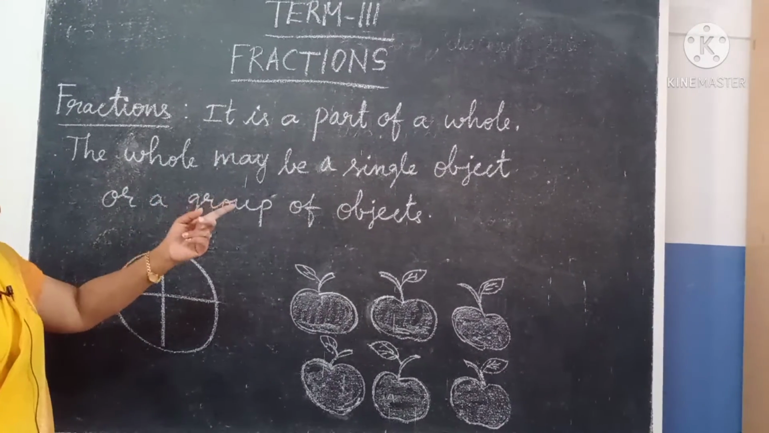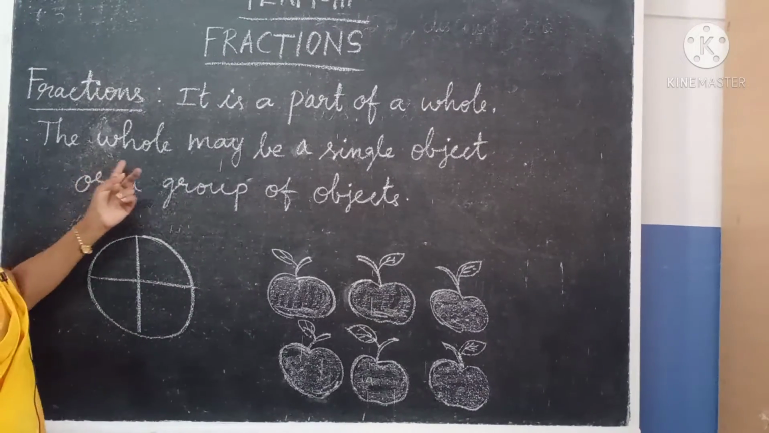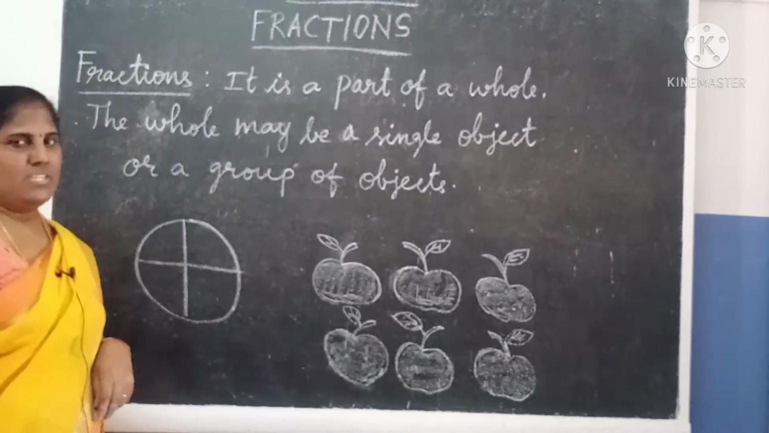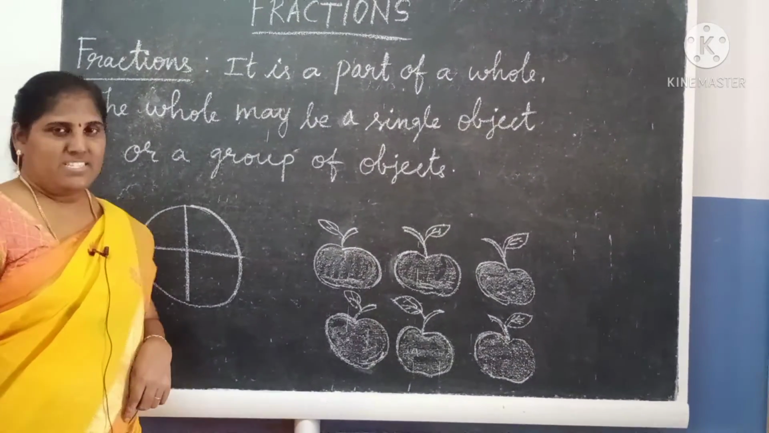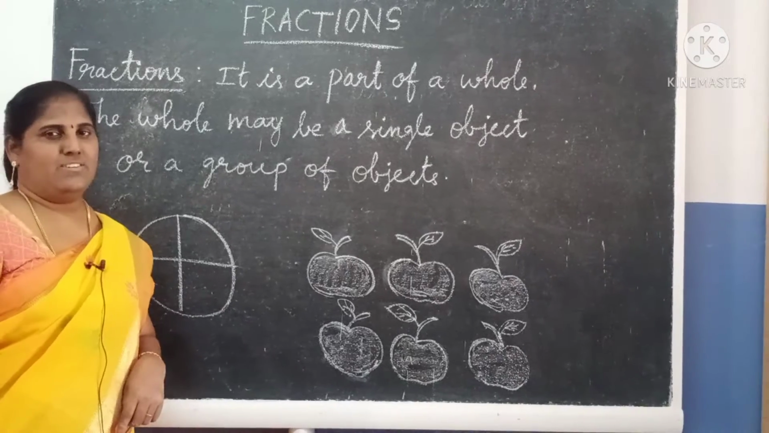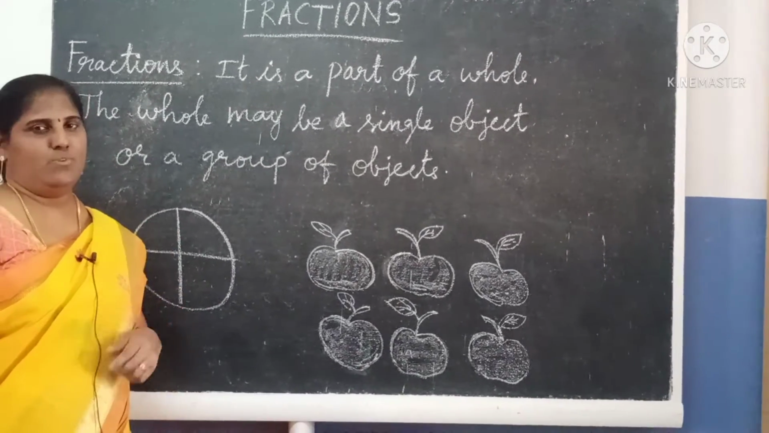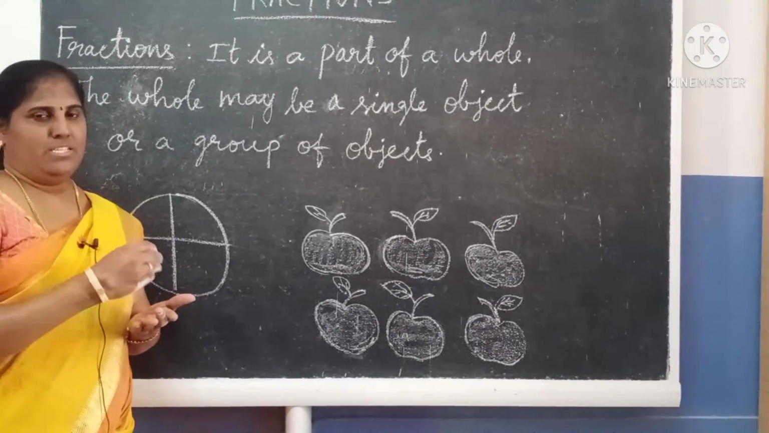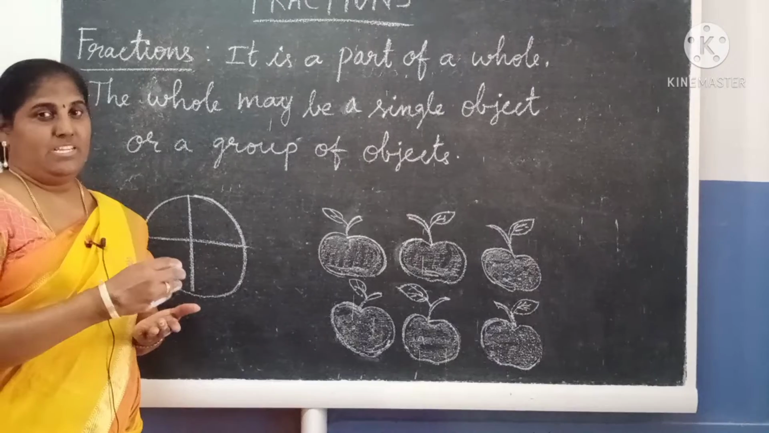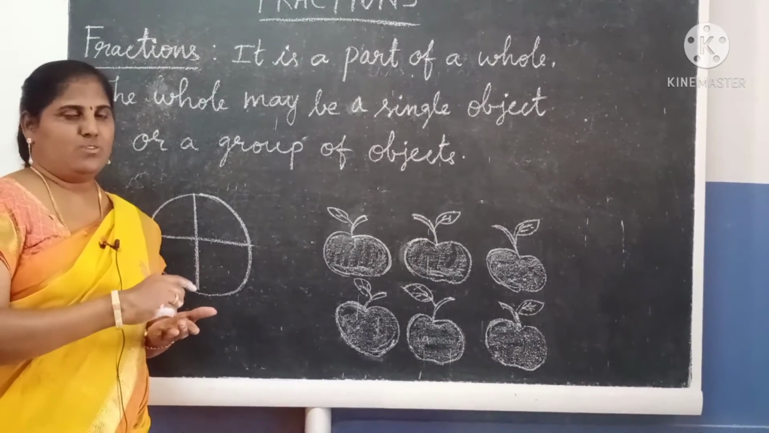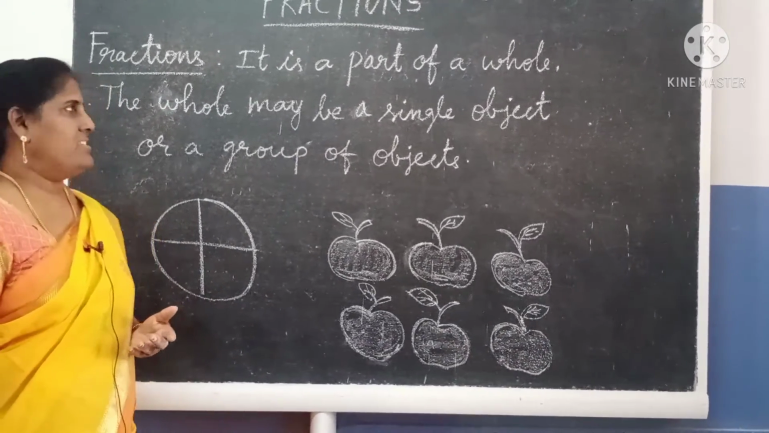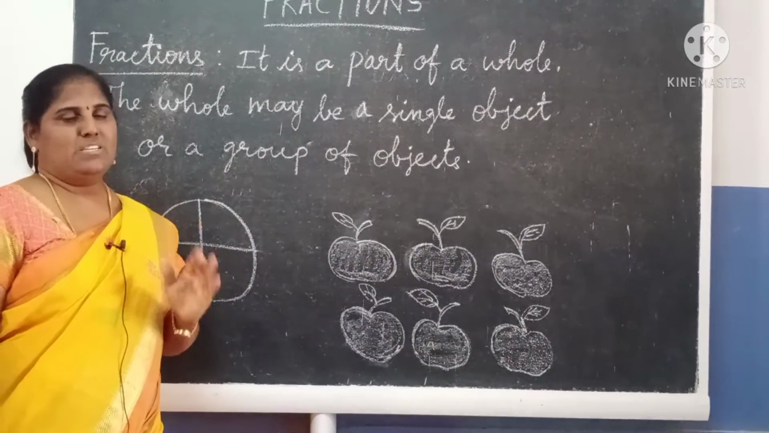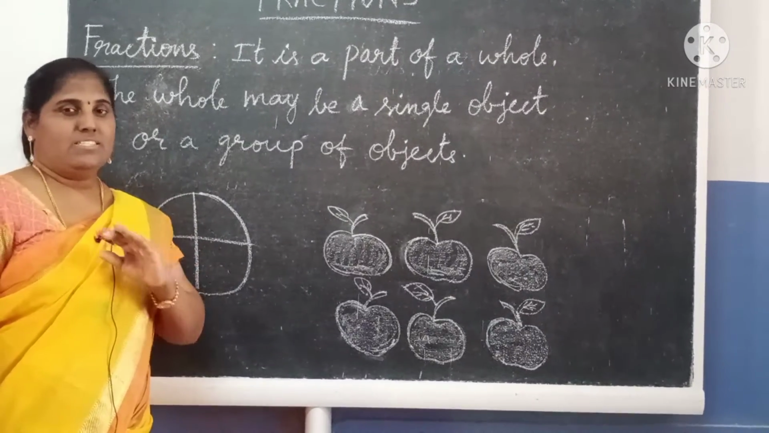It is a part of a whole. The whole may be a single object or a group of objects. Children, fraction, fracture, whatever it is, the same meaning only. If you cut anything into parts and each part is the same kind, that is called a fraction. A fraction is a part of a whole, which means it is not a whole number. It is less than 1.